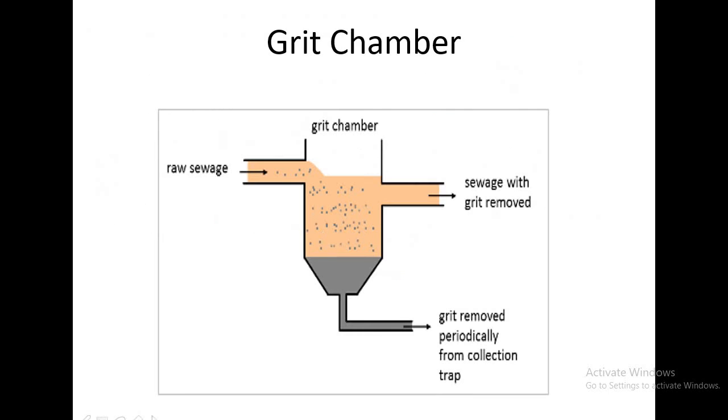Now if you see the diagram here, this is the raw sewage containing silt and grit. All these dots represent silt and grit particles, and when the velocity of sewage is reduced, these particles, being heavier, slowly settle at the bottom. From the bottom outlet, these particles can be periodically removed, and whatever sewage water you get is absolutely free from silt and grit.